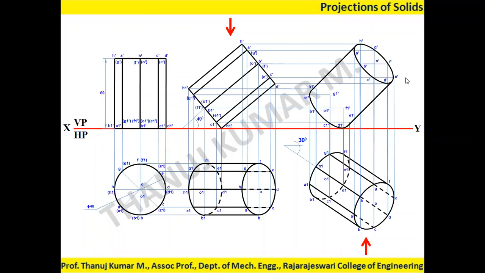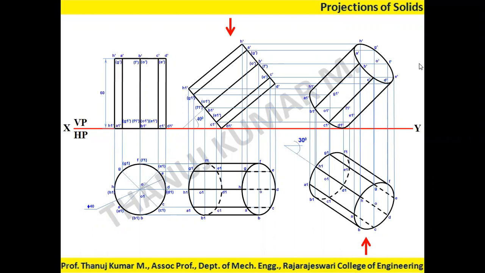Similarly, after you have drawn the curve line, join the generators this way. A dash to A1 dash is drawn, B dash to B1 dash is drawn, then C dash to C1 dash is drawn, D dash to D1 dash is drawn. This is how we draw the four visible generators.